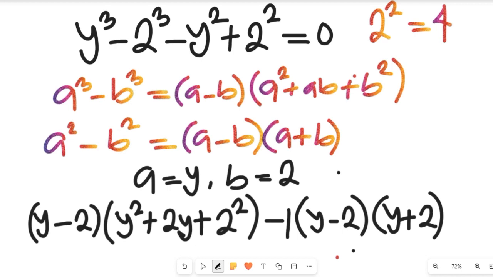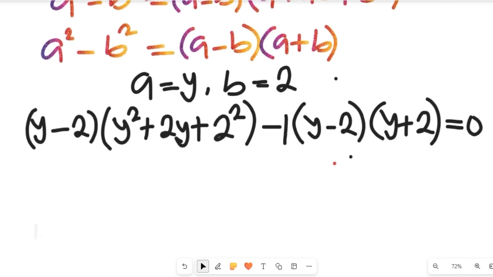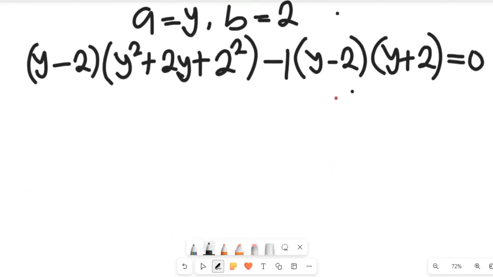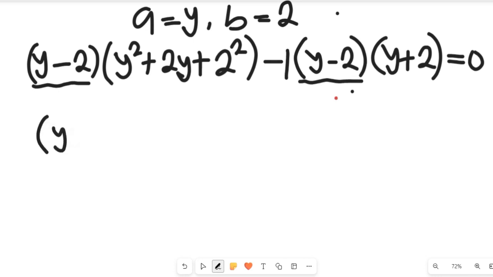Now if you simplify this, you are going to have this same value. Great. Now let's go ahead to simplify further. If we simplify further, you're going to see that y minus 2 and y minus 2 are common on the two sides of that expression. So we're going to bring out y minus 2.